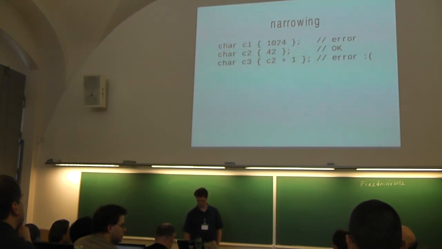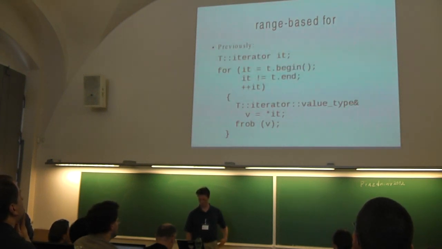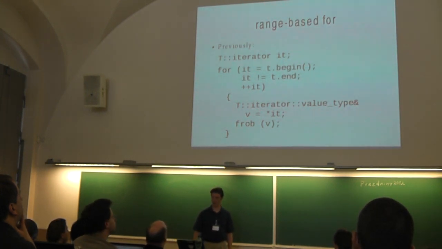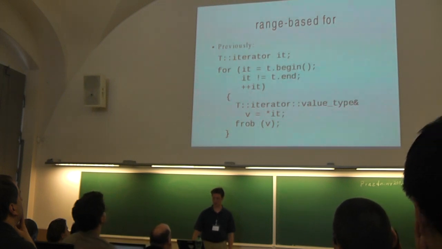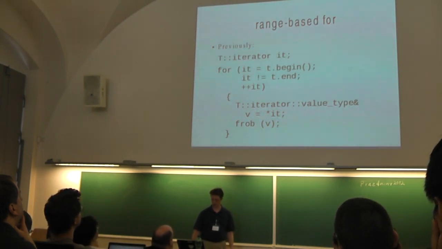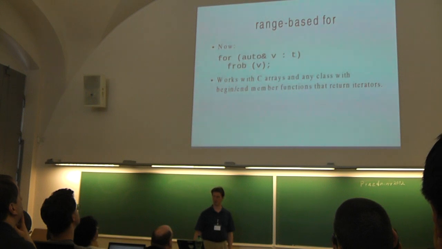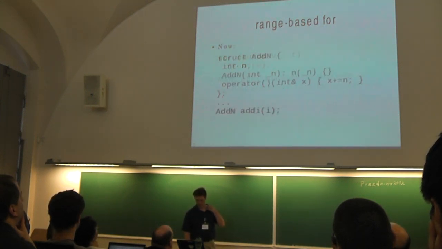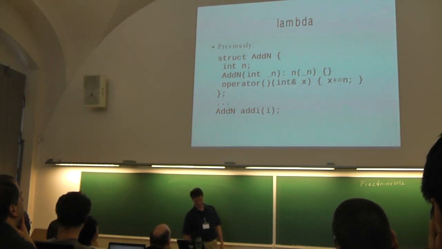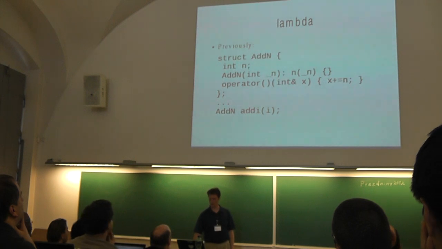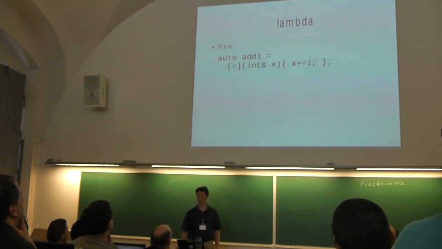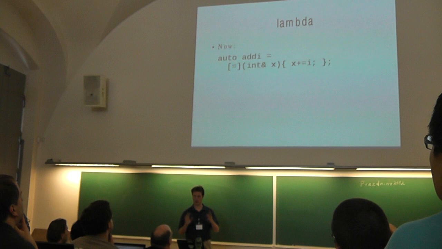Getting low on time. Let's skip ahead a little more. Another convenience feature is the range-based for, simplifying loops. Introducing lambda expressions, which are just a shorthand for writing function-like objects.